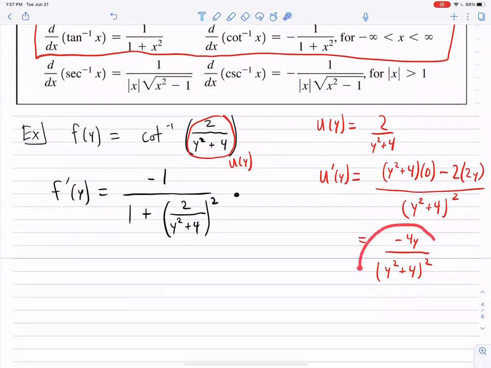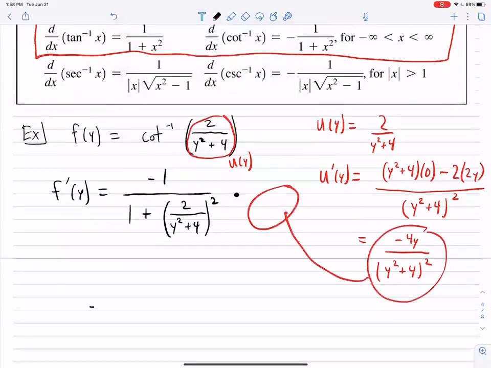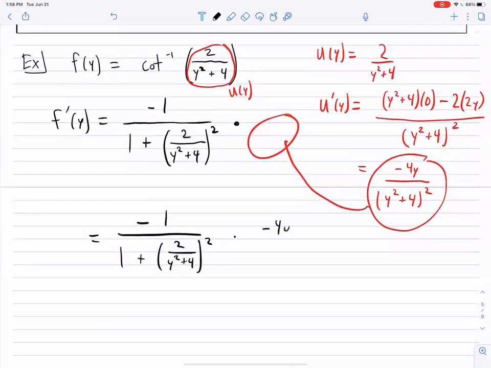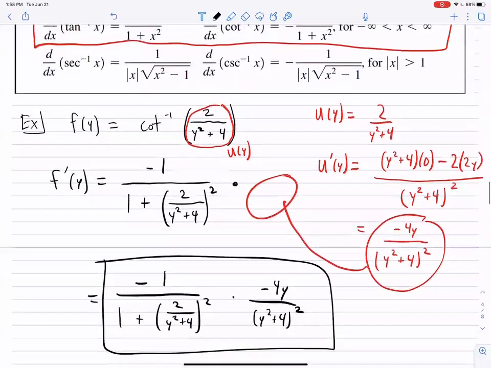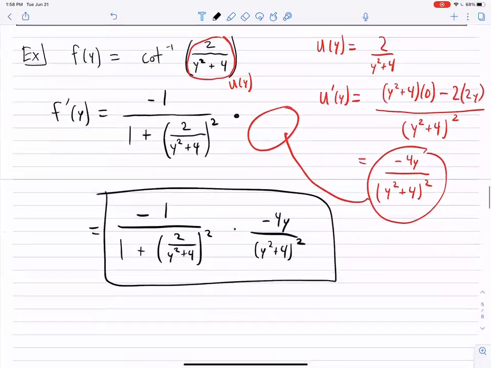And so this right here is what's going to be multiplied right there. And so maybe I'll even circle that. Whoops. So that is going to go right here. And so what does this end up equaling? It'll be -1 over 1 plus 2 over y squared plus 4 squared times the derivative, which was -4y over y squared plus 4 squared. And you don't have to simplify it. I won't ask you to simplify. That's totally a reasonable answer right there. And so that's an example of a derivative we can do.